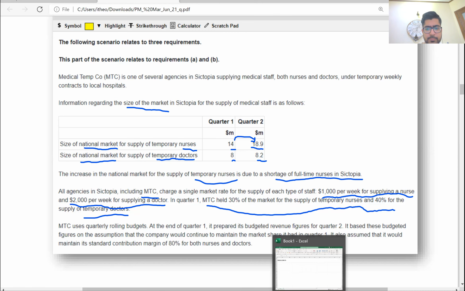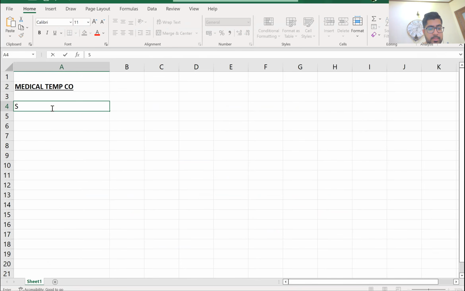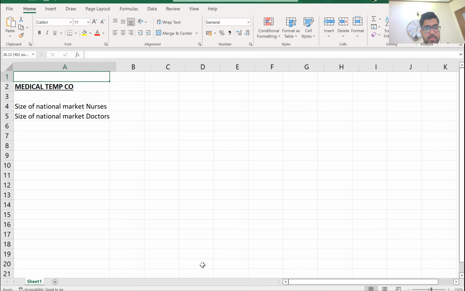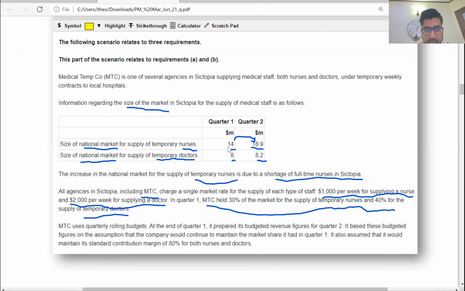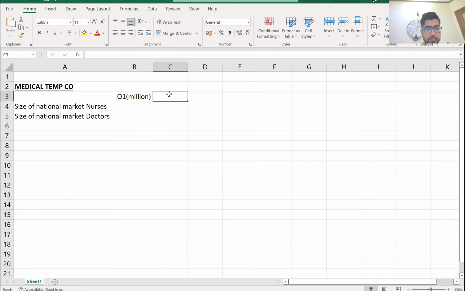So we can just grasp it: size of national market for nurses and size of national market for doctors is given. If I see the size of national market for nurses, quarter one, 14 million, 18.9 million, 8 million, 8.2 million. So quarter one is given in million. And for quarter two also, it's given in million.